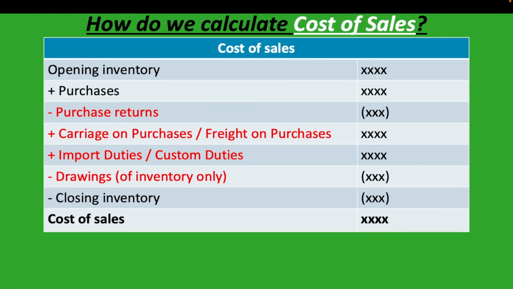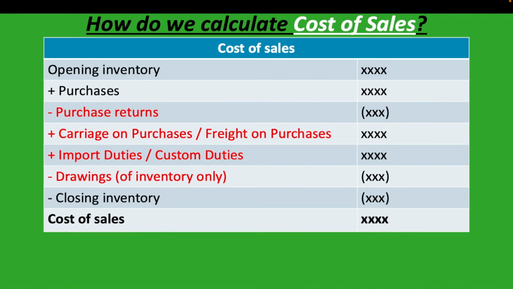We deduct our purchase returns, because we've returned them to the supplier, it's no longer with us, and we add our carriage on purchases because it forms part of the cost of our inventory. We add import duties or custom duties, which form part of the cost of the inventory, and we deduct our drawings, meaning the inventory that the owner took for his or her personal use. Because we didn't sell it, we have to deduct it, and we also deduct our closing inventory, because we know for a fact that closing inventory is not what we sold, it's still what's lying in our premises, and that is how we get cost of sales.